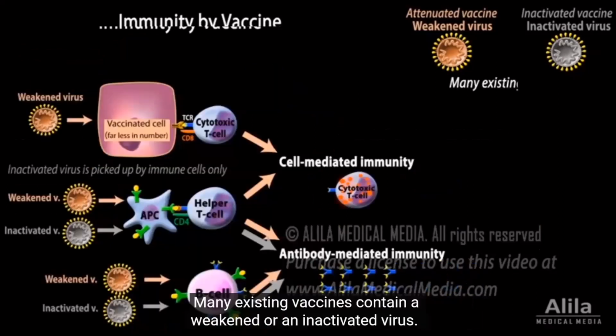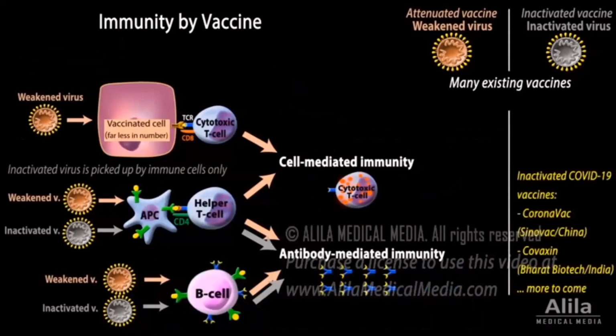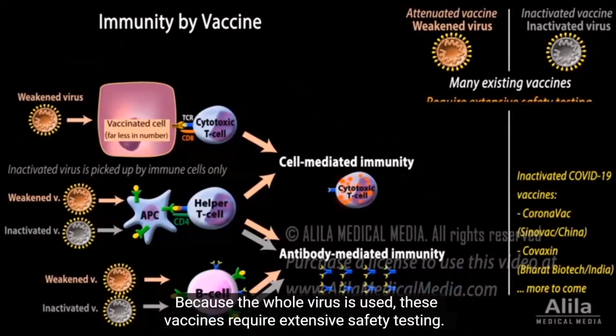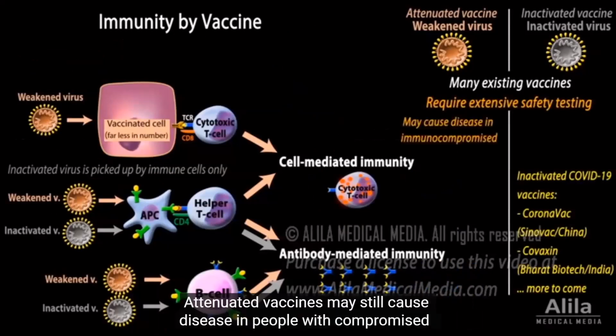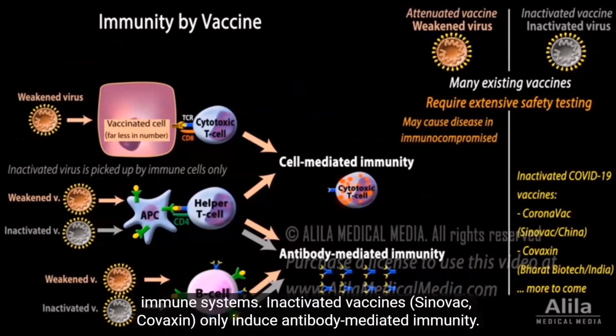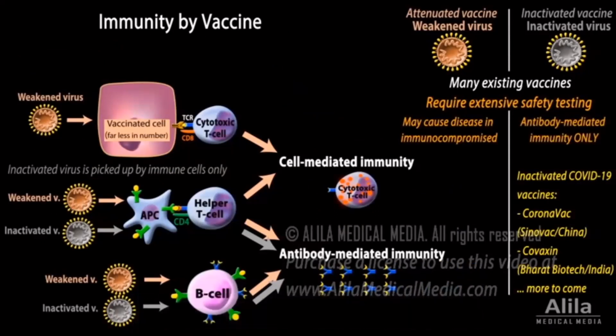Many existing vaccines contain a weakened or inactivated virus. Because the whole virus is used, these vaccines require extensive safety testing. Attenuated vaccines may still cause disease in people with compromised immune systems. Inactivated vaccines only induce antibody-mediated immunity.